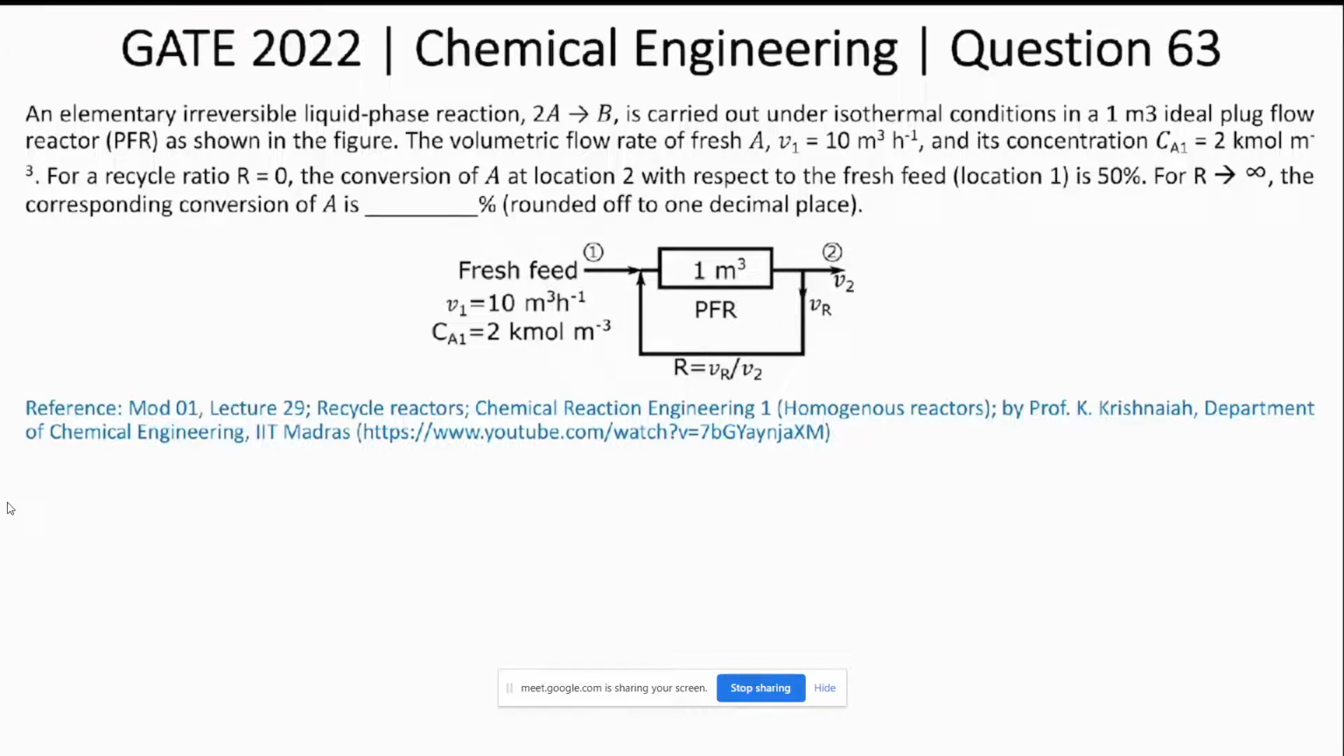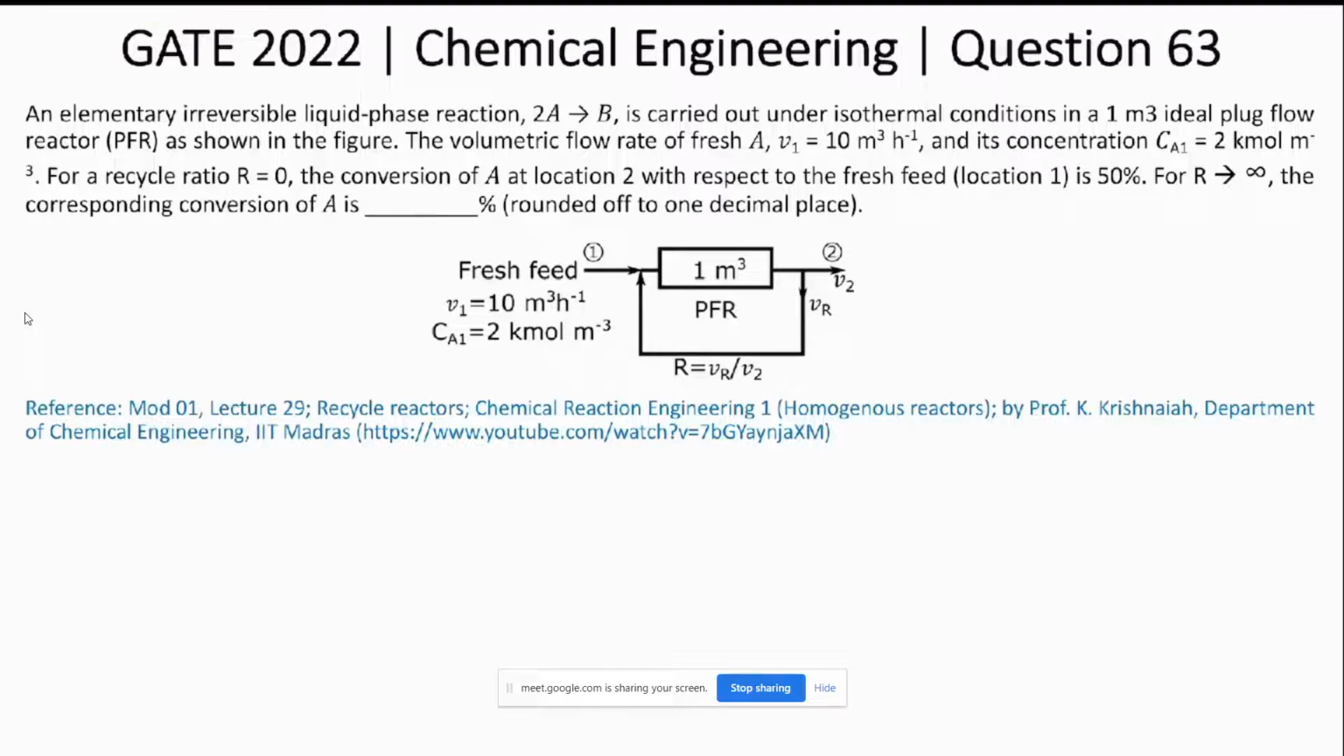Let's see. In this question, they have given us a PFR, and it is a recycle reactor, or recycle PFR. They are recycling a part of the product back into the system, and they have given us two cases. The first case is for recycle ratio R equal to 0. They have given us a conversion of 50%, and we need to find the corresponding conversion when R is infinity.